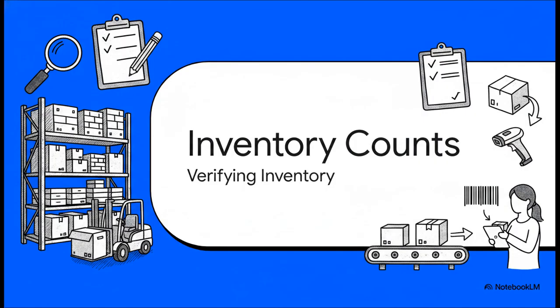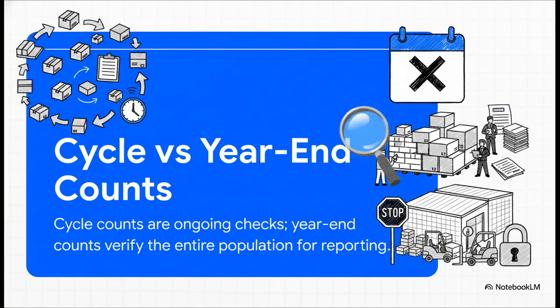Section 5. Inventory counts and verification. Now that we know how inventory moves, let's explore how auditors actually verify it exists. This is where theory meets reality on the warehouse floor. Understanding the difference between cycle counts and year-end counts is vital. A healthy perpetual inventory system relies heavily on continuous cycle counts.